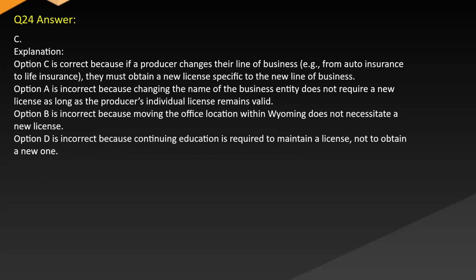Answer: C. Explanation. Option C is correct because if a producer changes their line of business, e.g. from auto insurance to life insurance, they must obtain a new license specific to the new line of business. Option A is incorrect because changing the name of the business entity does not require a new license as long as the producer's individual license remains valid. Option B is incorrect because moving the office location within Wyoming does not necessitate a new license. Option D is incorrect because continuing education is required to maintain a license, not to obtain a new one.